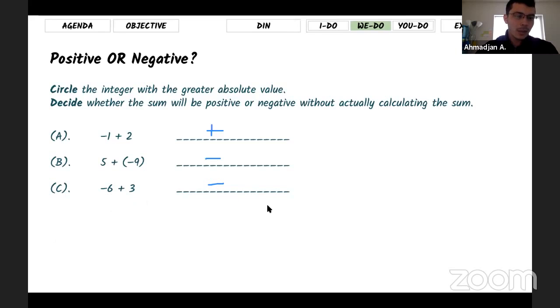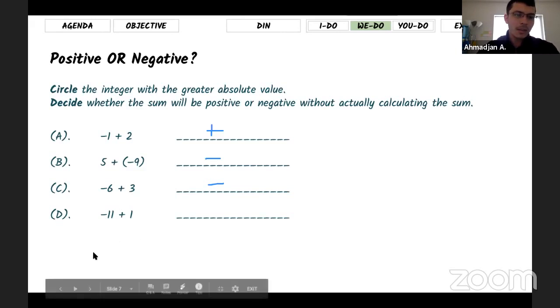So in the last question, let's see. Now tell me whether the result is negative or positive. 5, 4, 3, 2, 1. Yay, everybody said negative, which means we're on the same page. If you pay attention, 11 and 1, so the big number is 11. The sign of the 11 is a negative sign, so the result has to be negative because the bigger sign is negative.